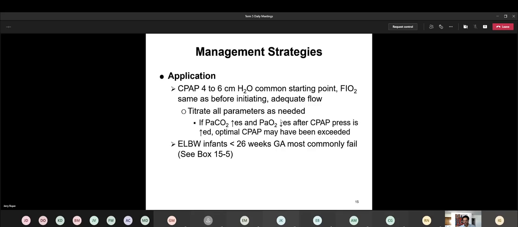So this is the whole thing about optimal CPAP may have been exceeded. If you find yourself having to go way up and things are going in the wrong direction, CO2 is starting to go up, PO2 is going down, no matter how much you go up on the CPAP, that's a pretty clear sign. And then the smaller the baby, the more likely they're not going to do that well with CPAP. So with your ELBW babies, you're just going to have to cut to the chase and probably intubate them and place them on the ventilator.